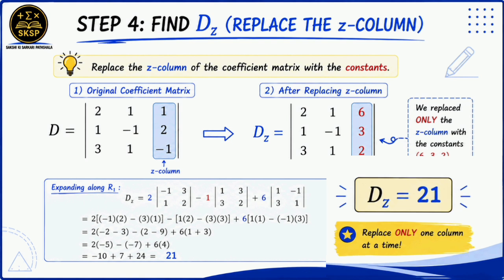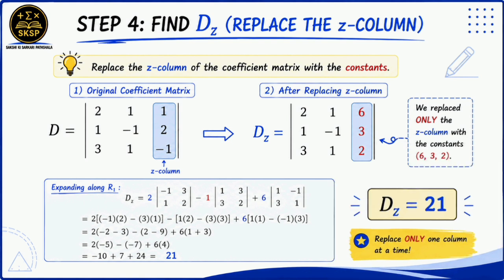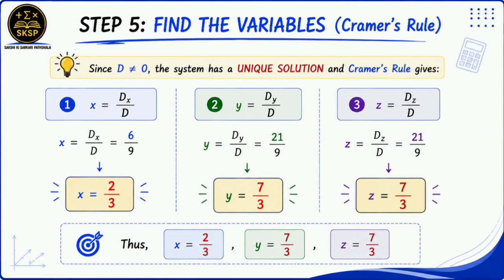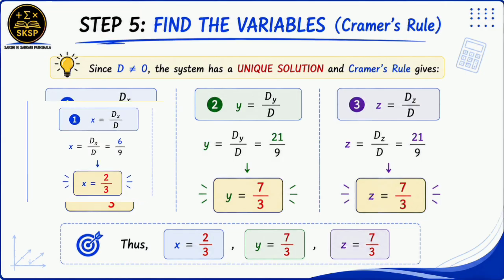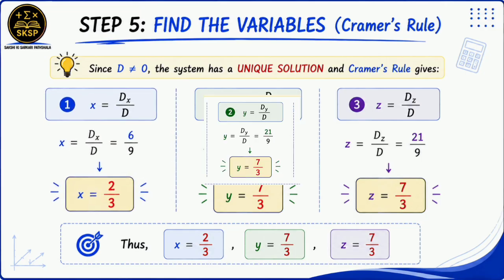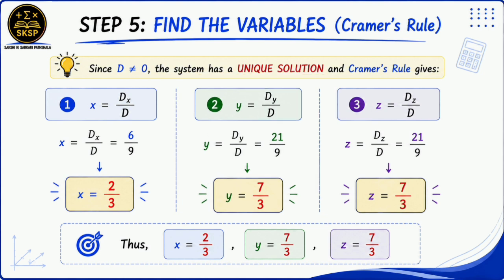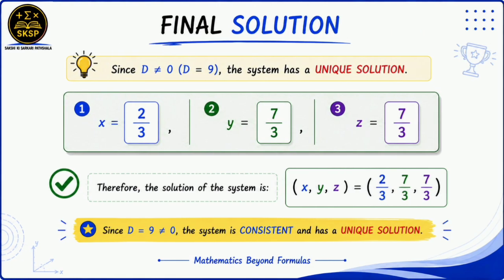Now we have everything we need to calculate the values of x, y and z. Cramer's rule tells us that when D is not equal to 0, the variables are obtained by dividing each corresponding auxiliary determinant by the main determinant. For example, for x we use Dx divided by D. For y we use Dy divided by D, and for z we use Dz divided by D. So we have found all three unknowns.